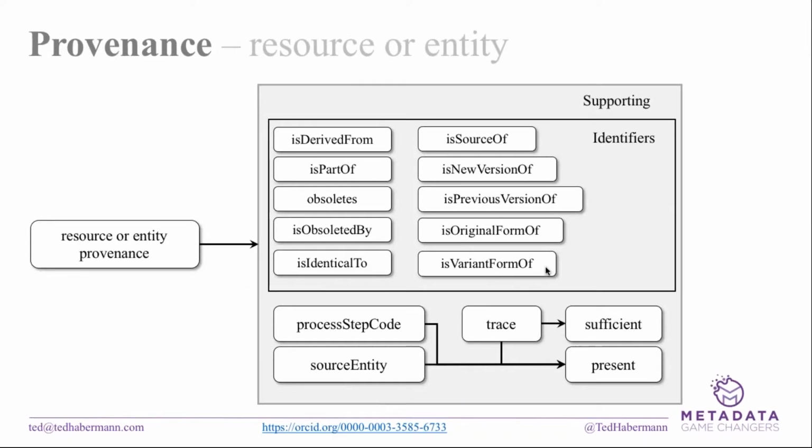Provenance is a big section, with identifiers of related resources at the beginning. I mentioned that earlier. That's important in provenance, so you know the relationships between things. And then at the bottom, actual code for process steps, the source entity that things came from, and then the provenance trace.